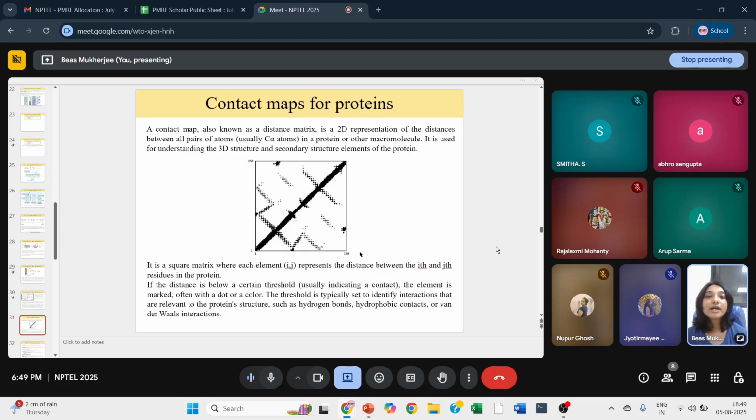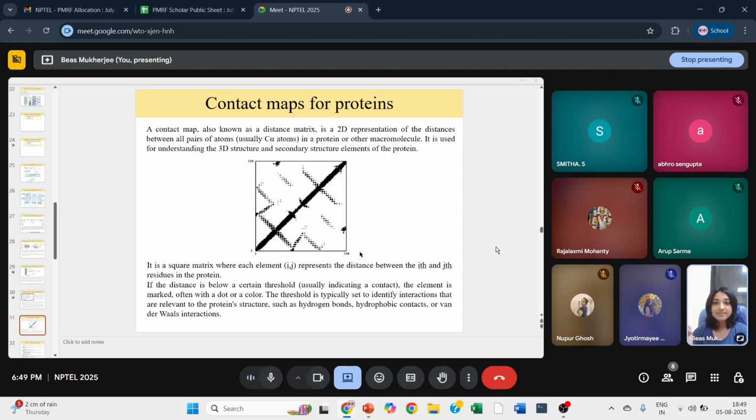Okay, so a contact map is actually a distance matrix. It is a 2D representation of the distances between pairs of atoms, usually C alpha atoms in proteins and other macromolecules. It is used for understanding the three-dimensional structures and secondary structure elements in a protein. So it is a square matrix where each element i, j represents the distance between the ith and the jth residue.